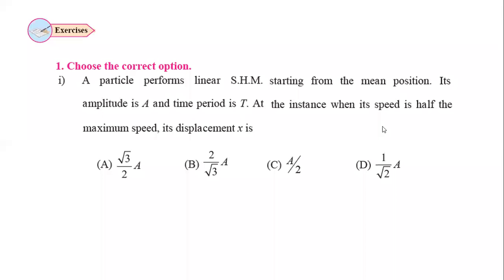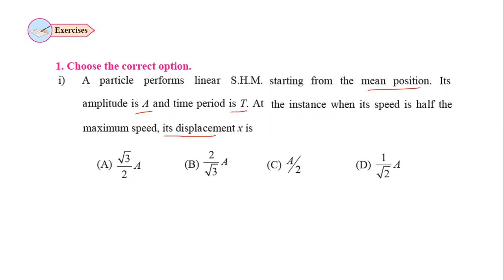Let's see MCQ number 1. A particle performs linear SHM starting from mean position. Its amplitude is A, period is T. At the instant when the speed is half the maximum speed, displacement is.